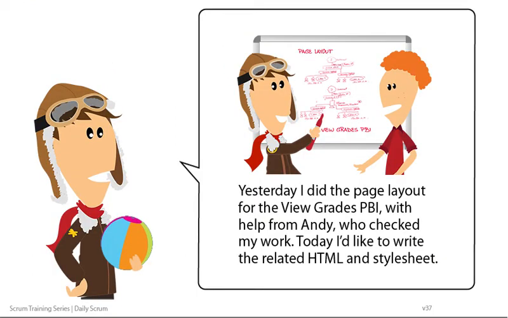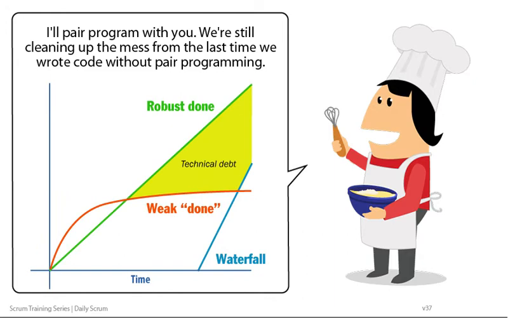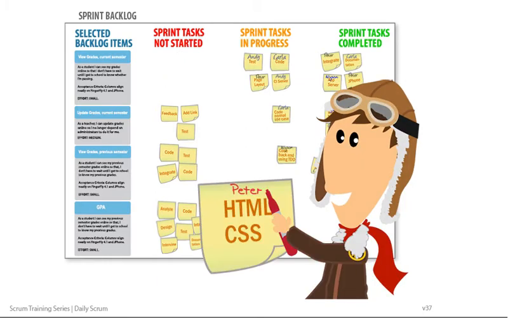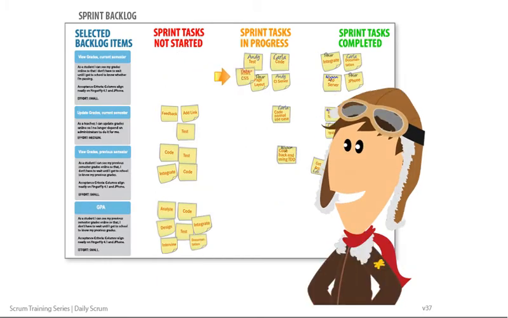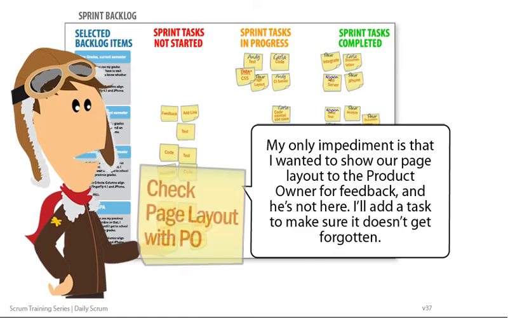Yesterday, I did the page layout for the View Grades PBI with help from Andy, who checked my work. Today, I'd like to write the related HTML and style sheet. I'll pair program with you. We're still cleaning up the mess from the last time we wrote code without pair programming. My only impediment is that I wanted to show our page layout to the product owner for feedback, and he's not here. I'll add a task to make sure it doesn't get forgotten.